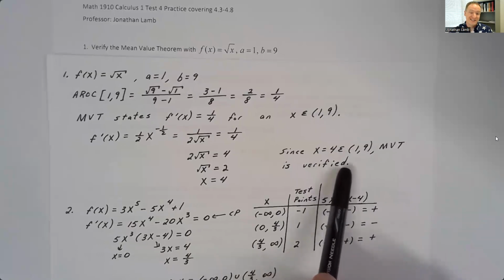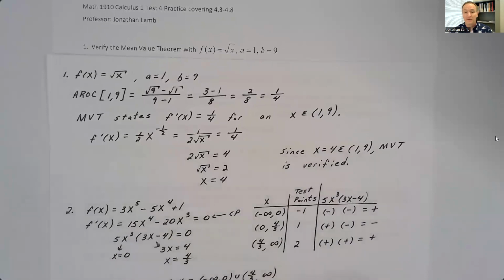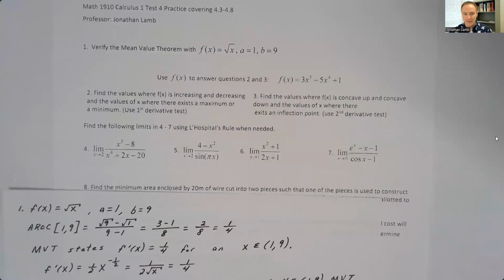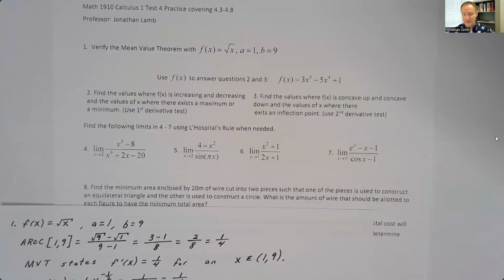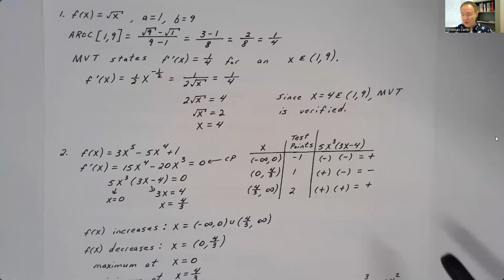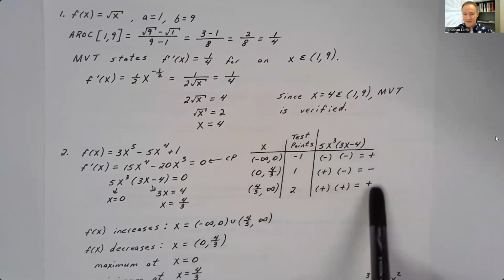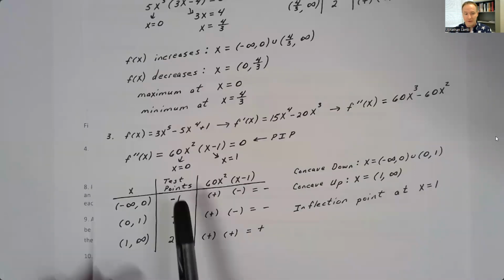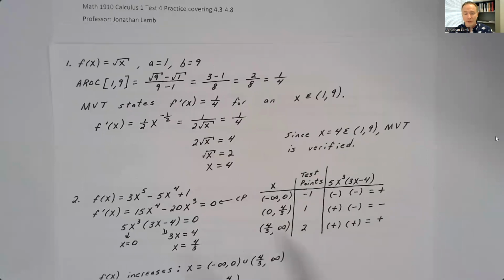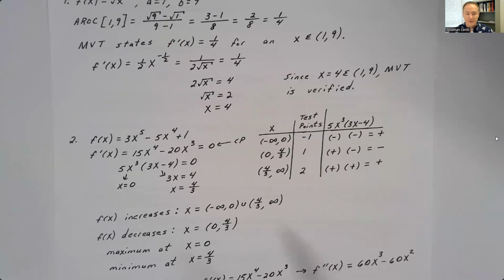Now, for the second and third problem, the second problem comes out of 4.3. The third problem actually comes out of 4.4. This is where I'm using the first and second derivative test. When you're using the first and second derivative test, I do want to see your first derivative sign test chart, and for the second derivative, your second derivative sign test chart. So I'll put a problem in which I'm asking you to use the first and second derivative test on the exact same function, just like I did on this practice test.